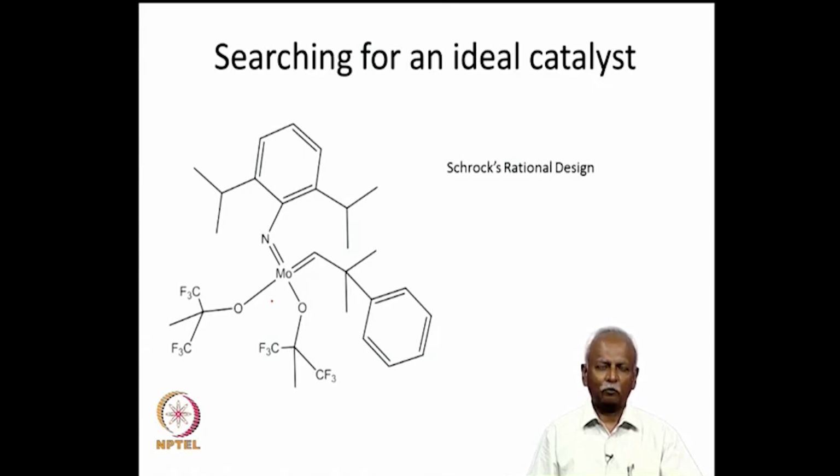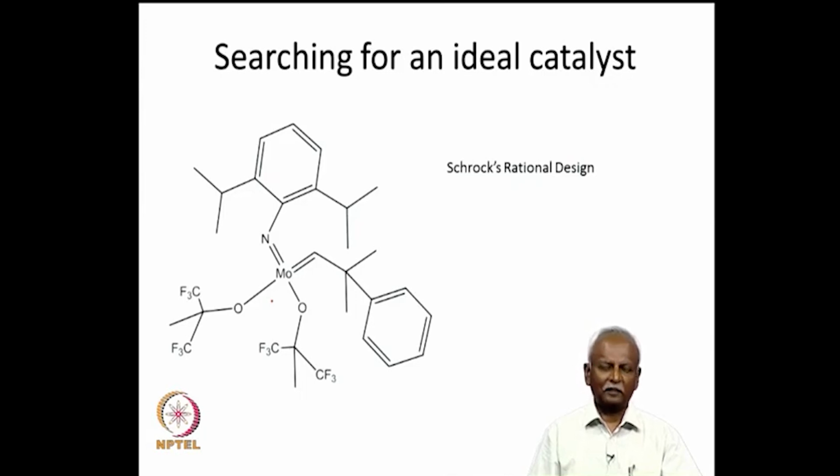If they are not electron withdrawing, then they are not as reactive as one would like them to be. So, the most celebrated form of the Schrock's catalyst is what I have shown here. This has got 2 trifluoromethyl groups attached to the tertiary butoxy unit that is attached to the molybdenum. So, this is a Schrock catalyst, which turns out to be the most useful form of the catalyst.